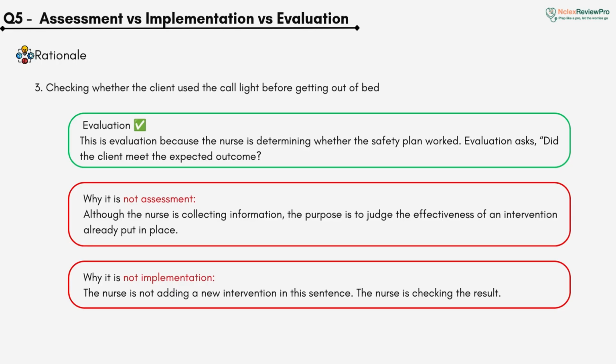Evaluation asks, did the client meet the expected outcome? In this case, the outcome is whether the client used the call light before getting up. This may sound like assessment because the nurse is collecting information, but the purpose is different. The nurse is judging whether an intervention was effective, so this is evaluation.